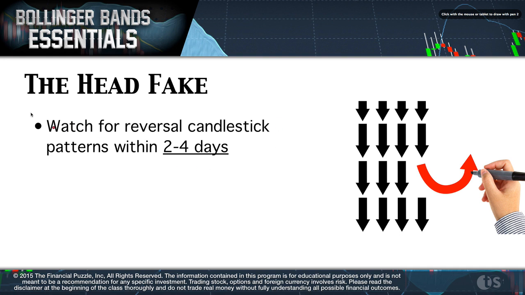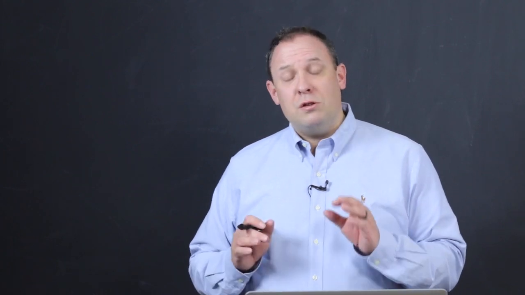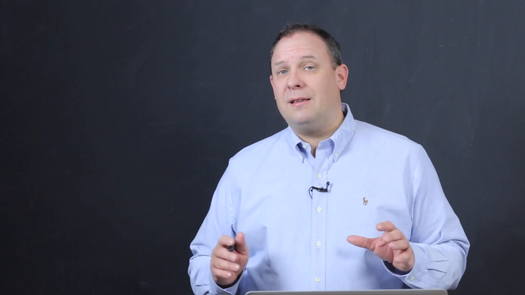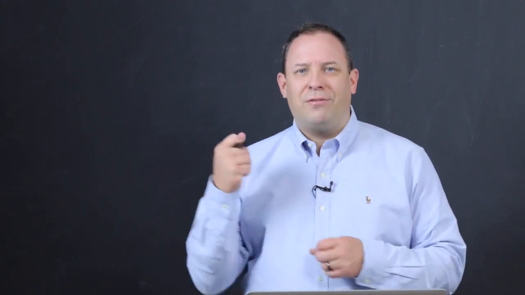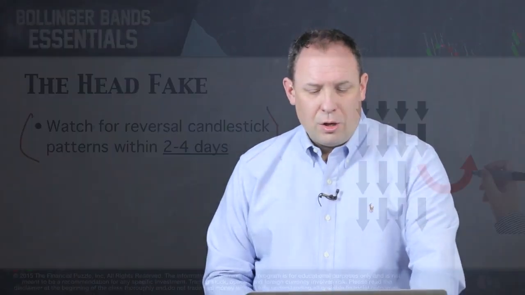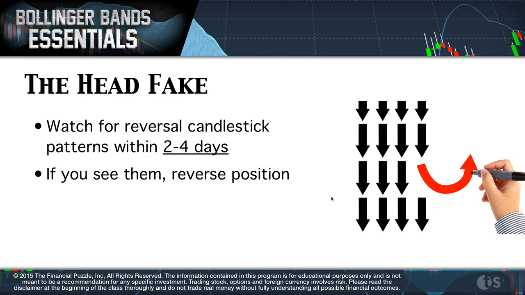We're going to look for candlestick reversal patterns within 2 to 4 days, or if you're in an intraday chart, 2 to 4 sessions of the squeeze breakout. As soon as it starts to break, if within 2 to 4 candlestick sessions you start to see a candlestick reversal, for example, morning star reversal, evening star reversal, bullish engulfing, bearish engulfing, harami patterns, anything that starts to tell you, shoot, this trade's reversing, flip your direction. Go the opposite direction here. If you see them, reverse your position.